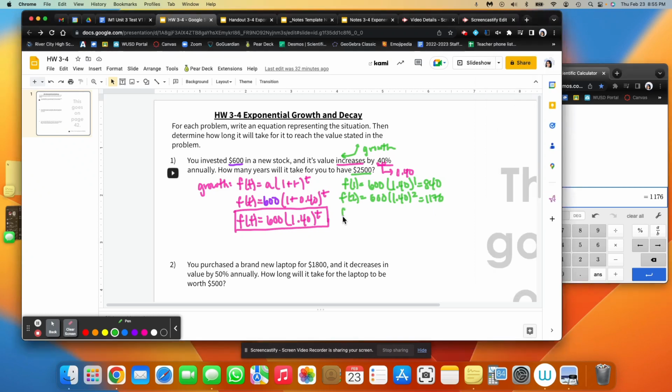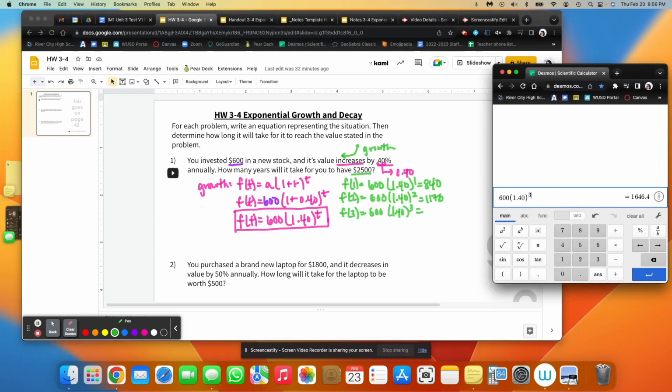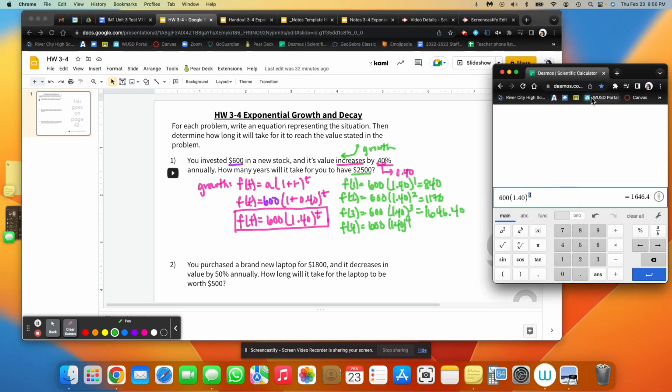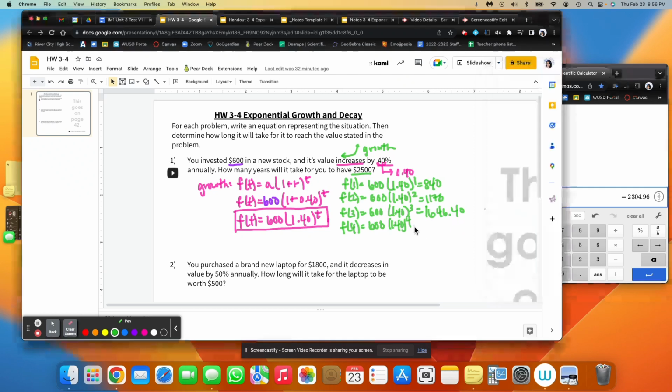Now let's plug in the third power. So 600 times 1.40 to the third power. We have $1,646.40. Now we're going to plug in 4, so we're getting close. Again, we're looking for $2,500, so to the fourth power. We have $2,304.96. So I think at the fifth one, we should be over 2,500.